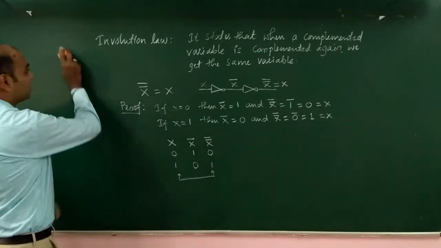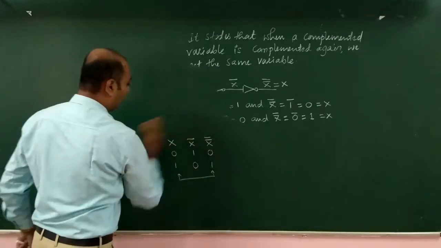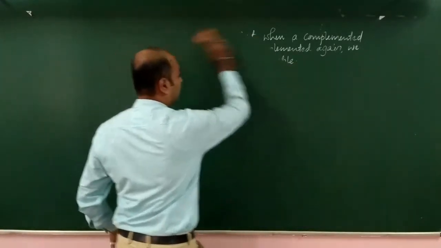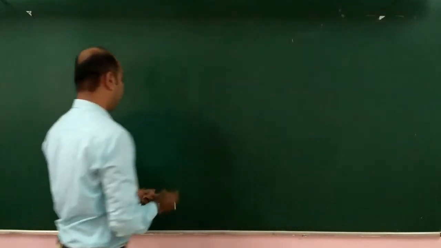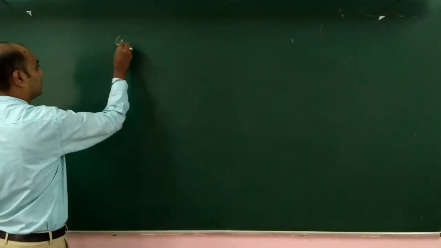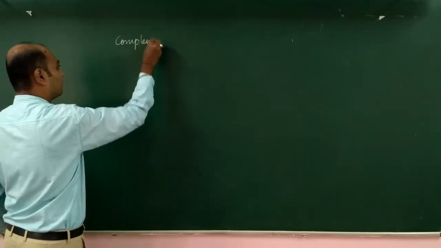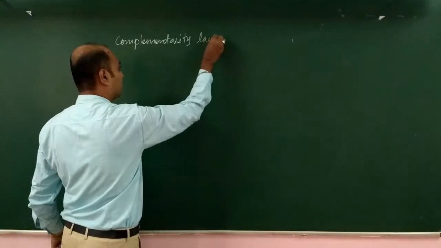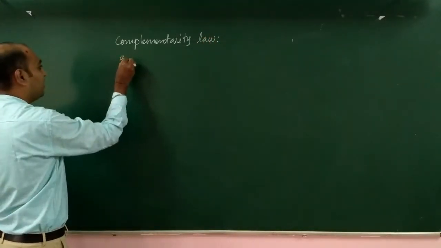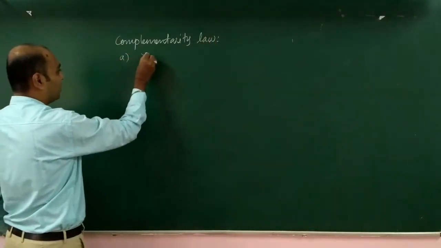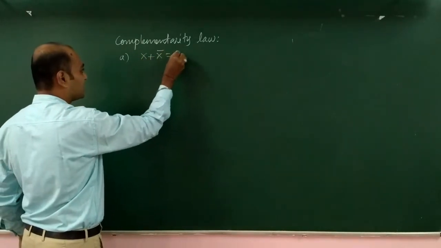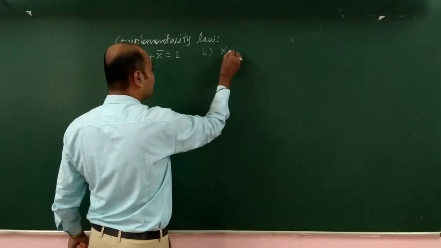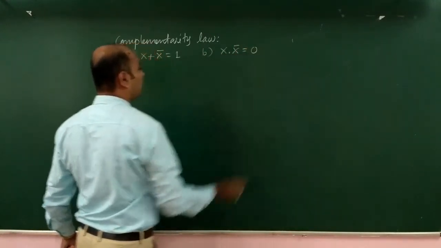Okay. Now let us move on to the next law, that is complementarity law. So this complementarity law states that x or x bar is equal to 1, and next is b. Here we write x and x bar is equal to 0.